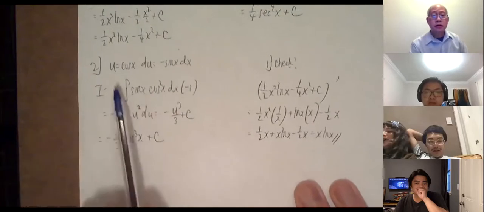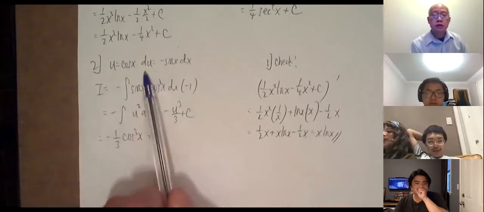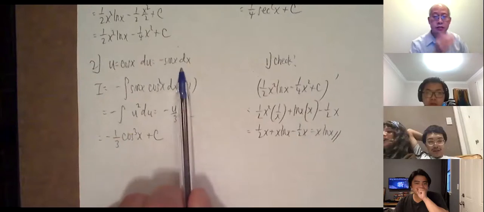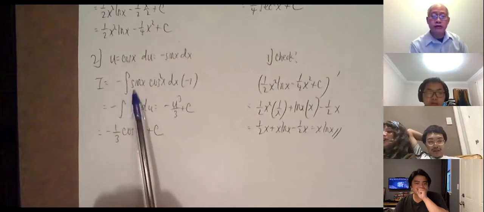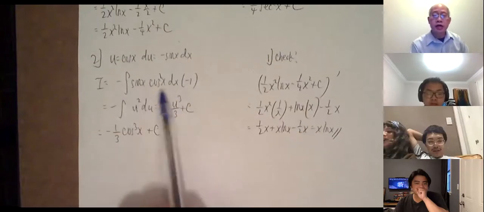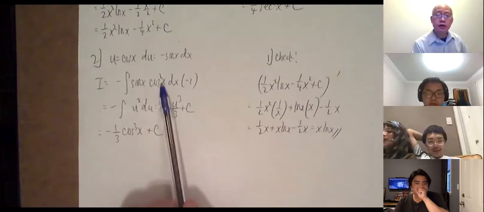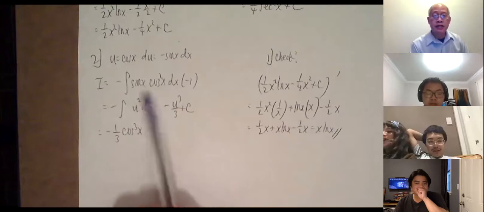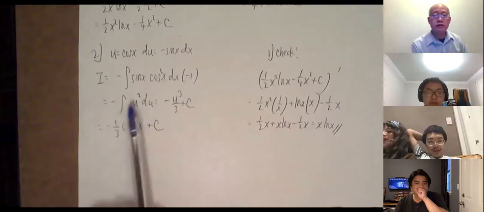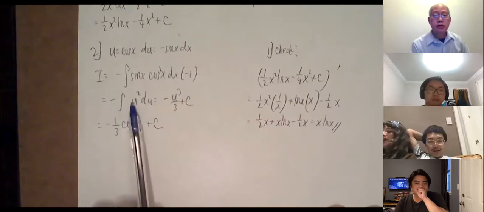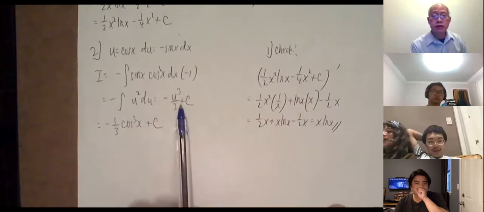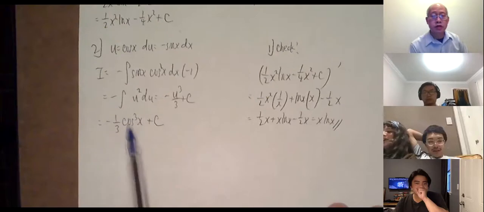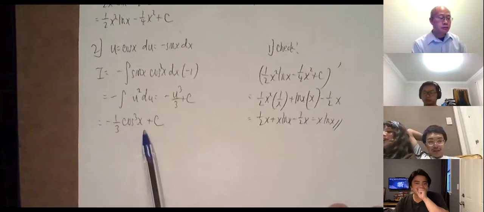Okay, number 2, let u be cosine x, du is negative sine x dx. Okay, you cannot go the other way. If you try to let u be sine x, du would be cosine x, but you don't have cosine x, you have cosine squared. You'd rather let u be cosine. du is negative sine x dx, put a negative 1 inside and outside. Negative u squared, so negative u cubed over 3, or negative 1/3 cosine cubed x plus c.